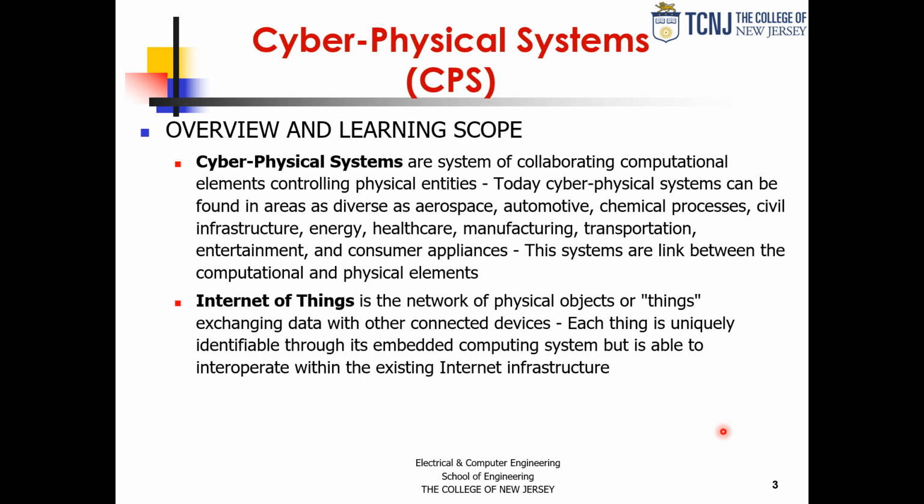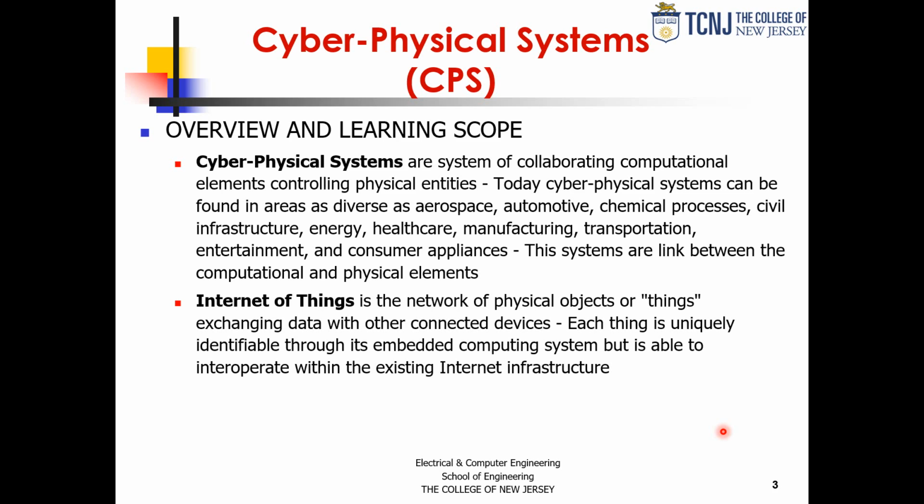They can be everywhere. And we talked about some of these domains, but we can find these complex systems in aerospace, automotive, chemical processes, civil infrastructure. We talked a lot about transportation. We talked about energy and healthcare and manufacturing. Again, transportation, entertainment, and of course, consumer appliances, so gadgets. And the systems link computational and physical elements, and they're also linked to each other.